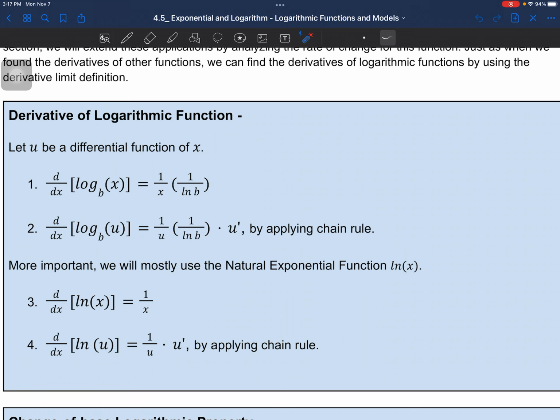So, okay, let's begin. For this table, let's assume that u is a function that is differentiable in terms of x. Let's say if I ask you to find the derivative of a log function base b, log of x base b. So the derivative of this will be 1 all over your x, times 1 all over the natural log of your base, right? And that would be it. But that's the case where you just have x.